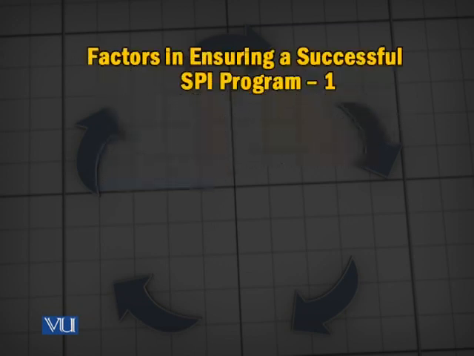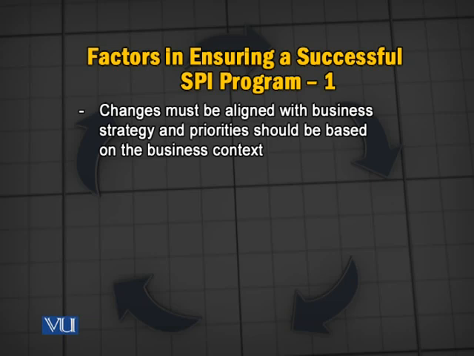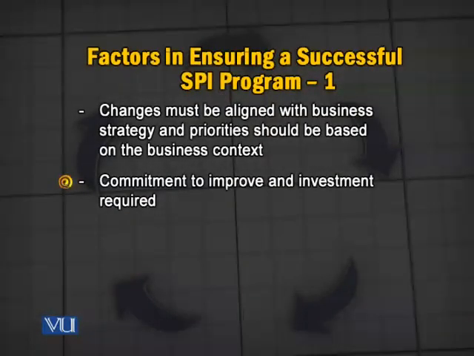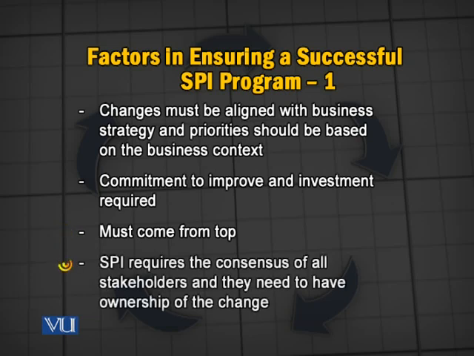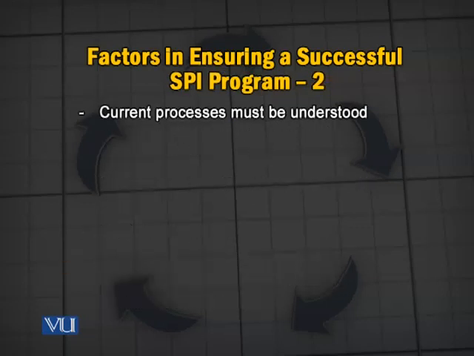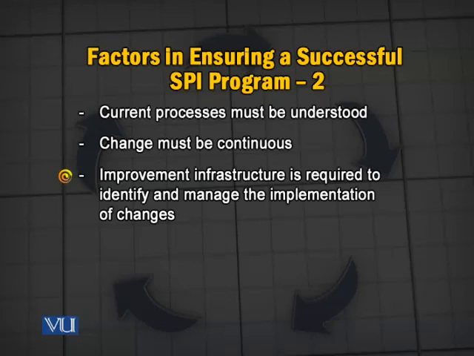So let's now talk about factors which ensure successful software process improvement program. Number one, changes must be aligned with business strategy, and priorities should be based on the business context. This is very important. Without relating to the business strategy, no process improvement effort will ever succeed. Number two, there needs to be a commitment to improve, and investment is required, and the emphasis and the focus and the impetus should come from the top management. Software process improvement requires consensus of all stakeholders, and they need to have ownership of the change. Next is the current processes must be understood. Change must be continuous.